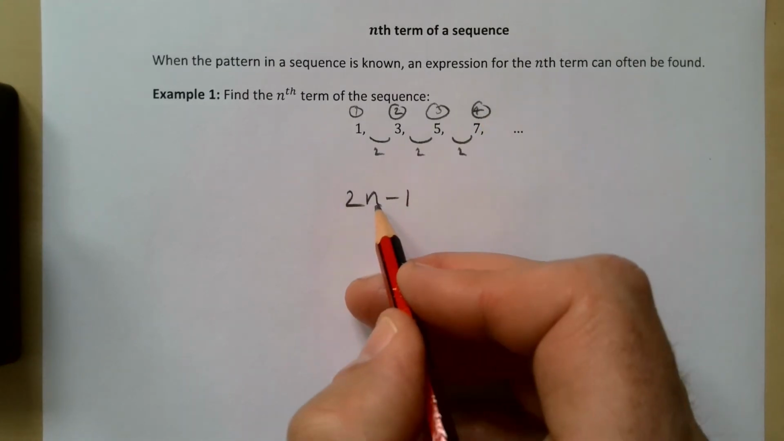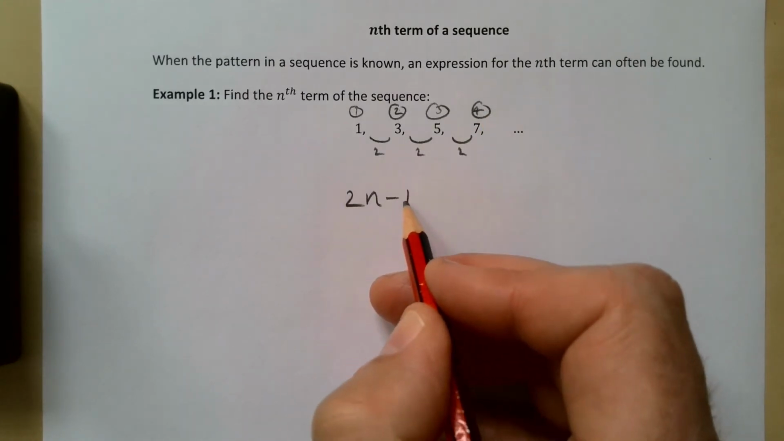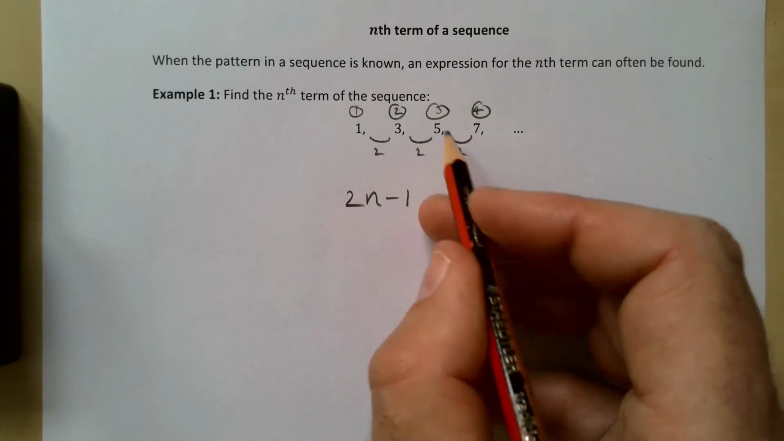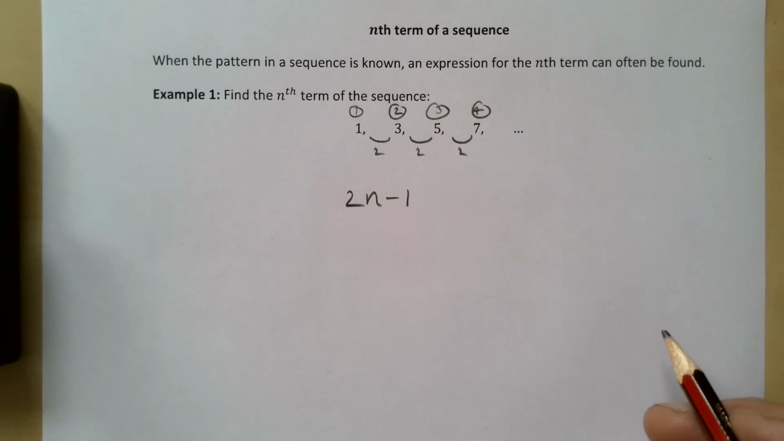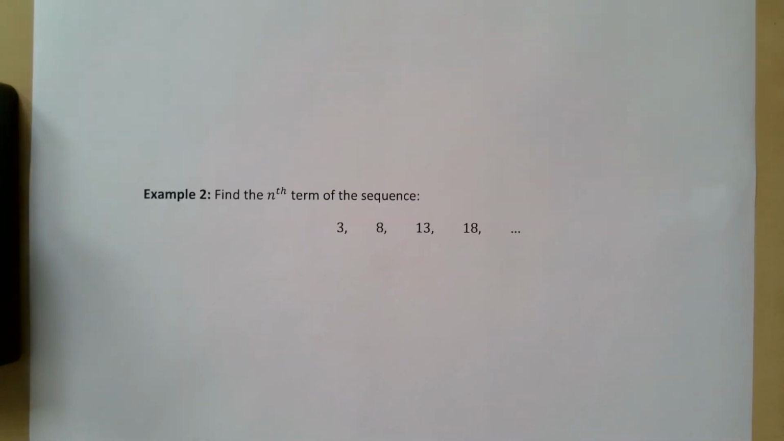2 times 4 gives me 8. Take away 1 gives me 7. So it works for that. Try it for 3. 2 times 3 gives me 6. Take away 1 gives 5. And that's our method then for that. Let's take a look at another example.